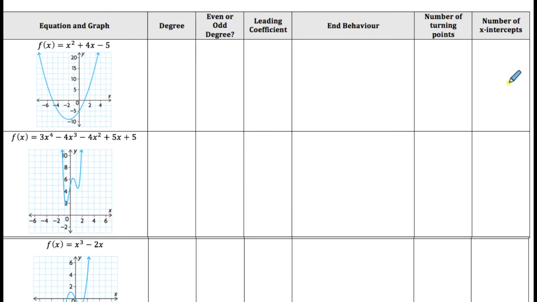So for the first row, the function we can tell from the equation is degree 2 because that's the highest degree term, and that means it is an even degree function. The leading coefficient, even though we don't see it, we know it's +1. And the end behavior, let's use quadrant notation. It starts in quadrant number 2 and it finishes in quadrant number 1. So we can say from quadrant 2 to quadrant 1.